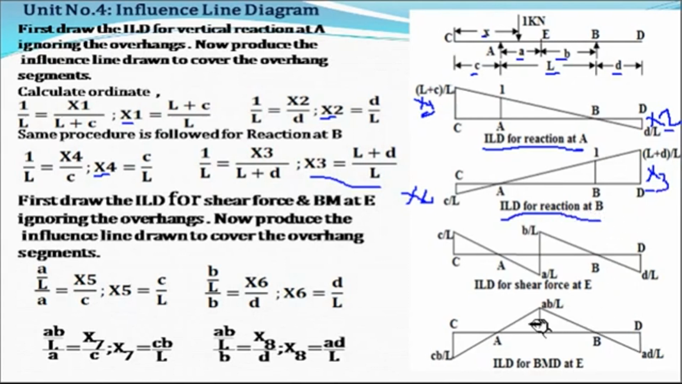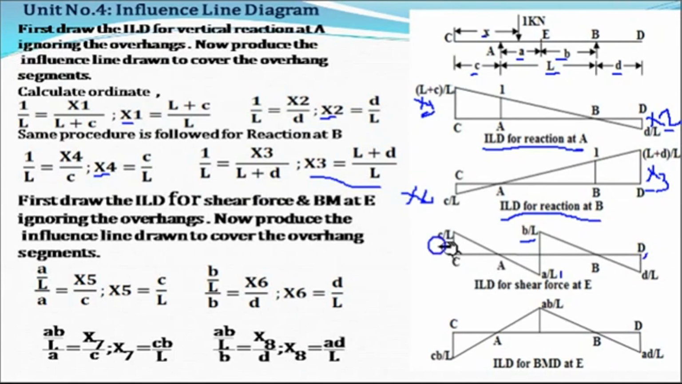Now next, we'll draw the influence line diagram for shear force at section E. Again we have to draw the influence line diagram for the simply supported beam. We know that at support A and support B the value is 0, whereas at the given section here the value is A by L, whereas it is B by L. Now, produce the influence line drawn to cover the overhang portion up to the point C, and up to the point D from both supports.